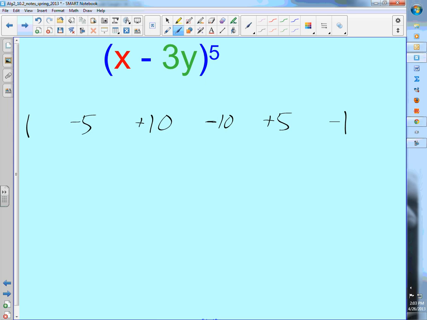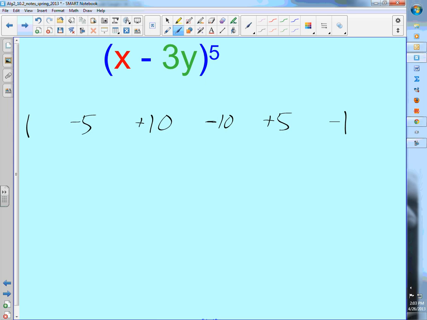What people sometimes hear is they say, oh yeah, we go plus, minus, plus, minus, plus, so that their signs are all off. It's the first term that's positive, the 1. Then it's minus, plus, minus, plus, minus. So be very aware that the 1 is positive, and then we're just going to switch signs.